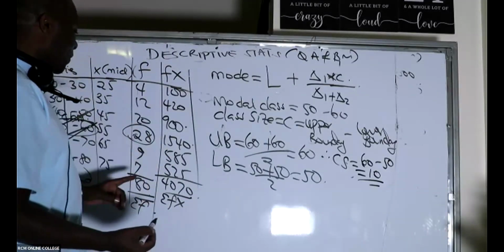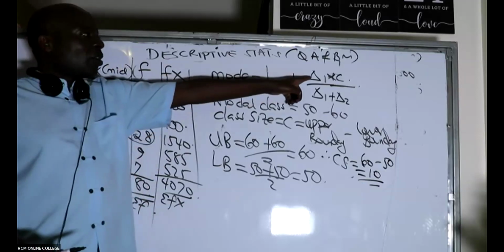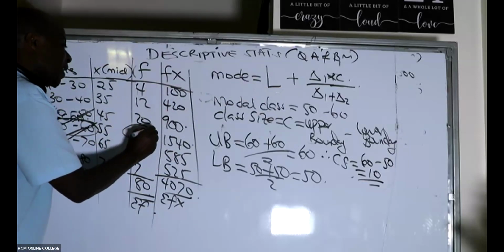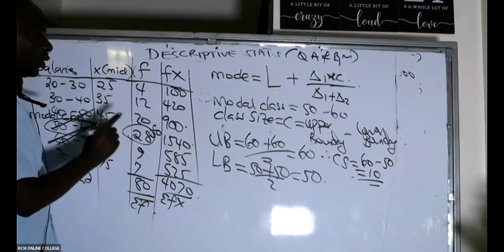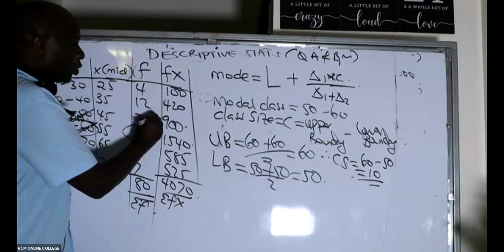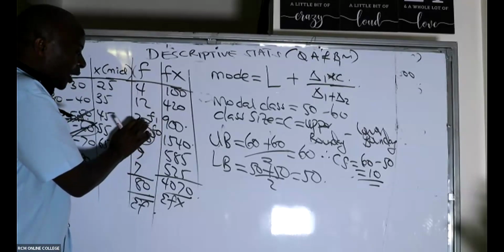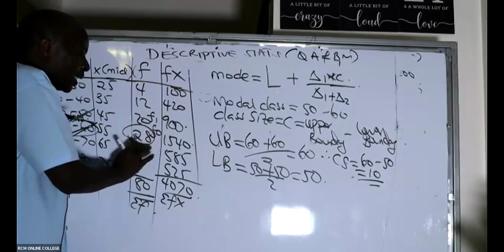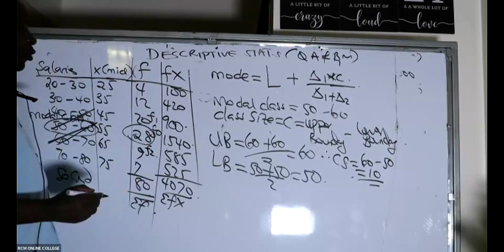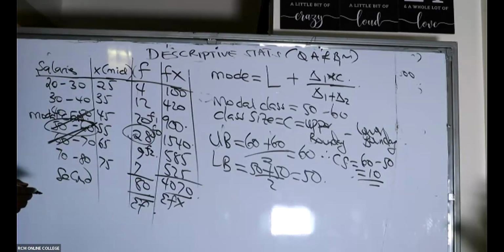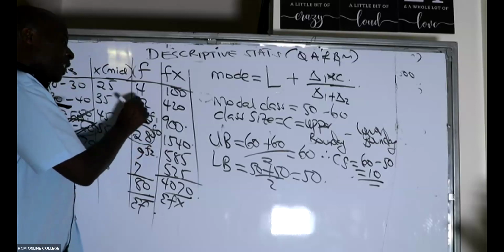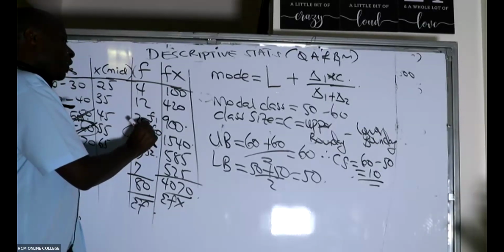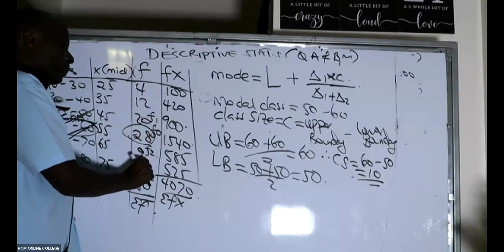All right. Now, please listen. Now we'll go to the deltas. These are called deltas, the changes. Remember that the highest frequency is what we call F0, our frequency of reference. The frequency of the class immediately above, we call F1. And the frequency of the class immediately below, we call F2.